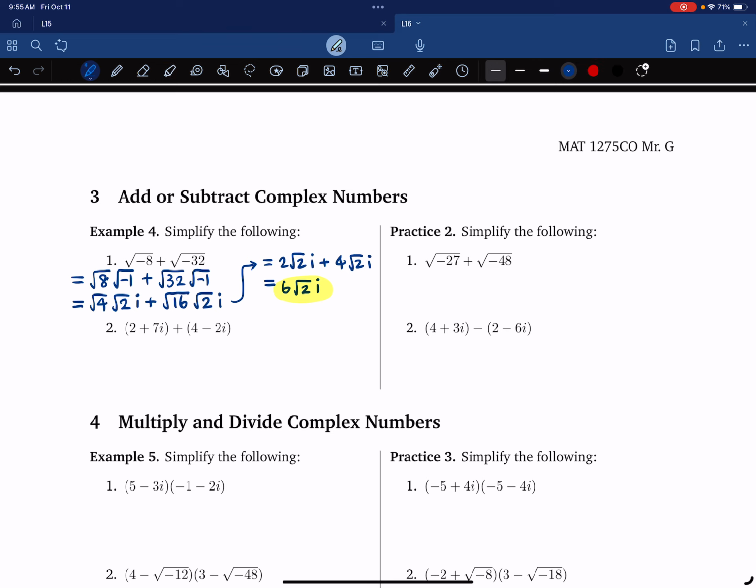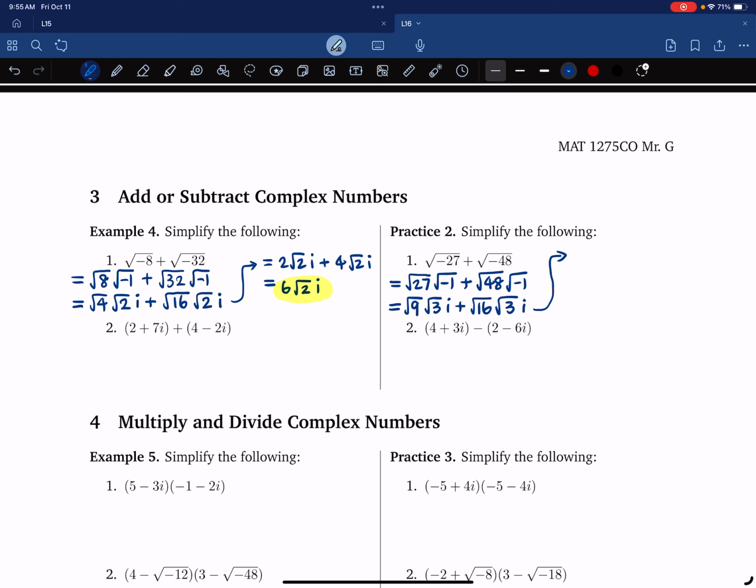All right, so I'm going to do this one along with you. Split: I'm going to do square root of 27, square root of -1, plus square root of 48, square root of -1. And then keep splitting. 27, we have done this multiple times now. It's 9 and 3. Square root of -1 is i. Plus 48, we also have done this multiple times. I'm going to split into 16 and 3. And then square root of -1 is i.